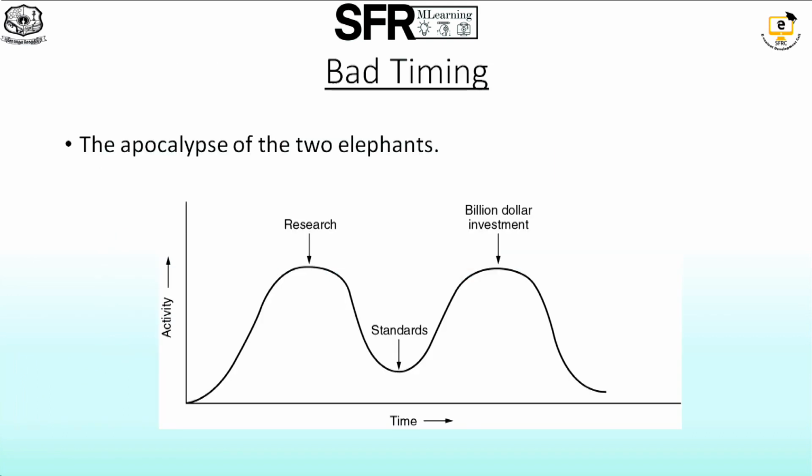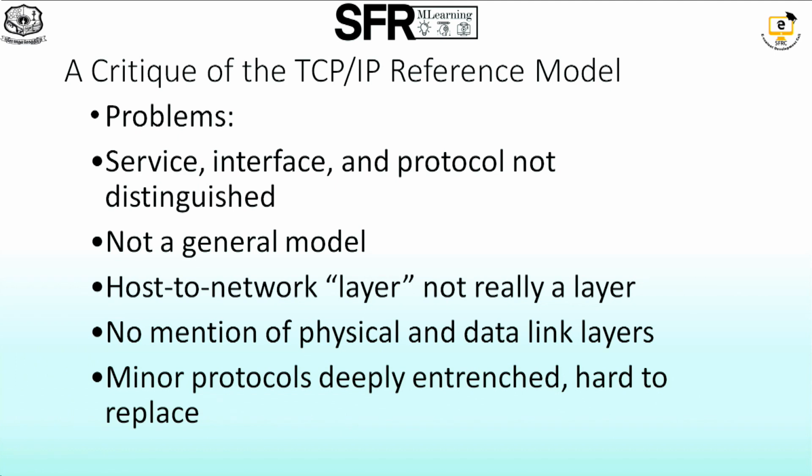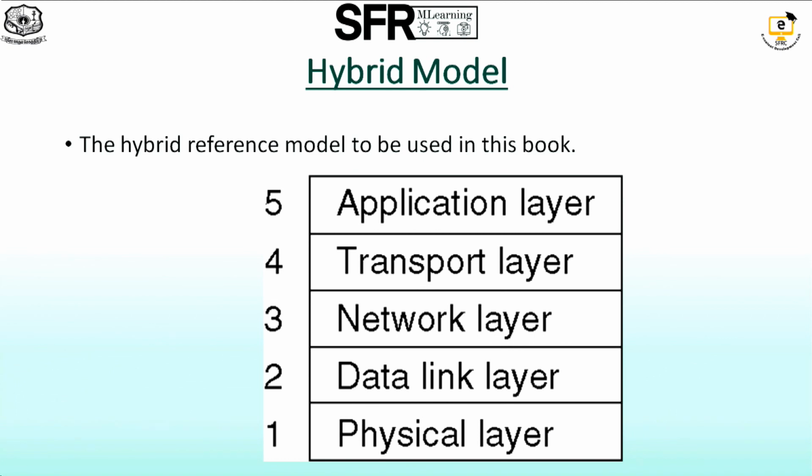Bad timing means, suppose we have 7 layers in the OSI reference model, it does not clearly specify the interfaces between one layer and another. So the timing is not interacting with the other layers. Researchers, standards and a billion-dollar investment, so it is not best compared to the TCP/IP model. The critique of the TCP/IP reference model: the service, interface and protocols are not distinguished, it is not a general model, the host-to-network layer is not really a layer, there is no mention of physical and data link layers, and minor protocols are deeply entrenched and hard to replace. So we form a hybrid model.